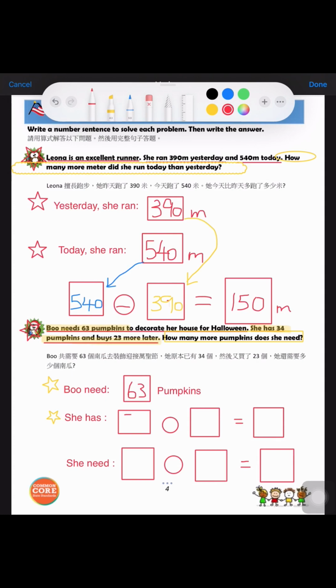Then she bought 23 more. So we have 34 plus 23, which equals 57. So now she has 57 pumpkins, but she needs 63 pumpkins. So how many more does she need? We can subtract 57 from 63. Which equals to 6.